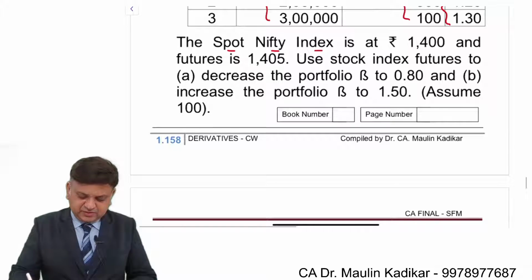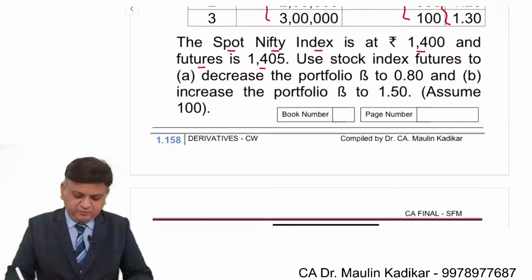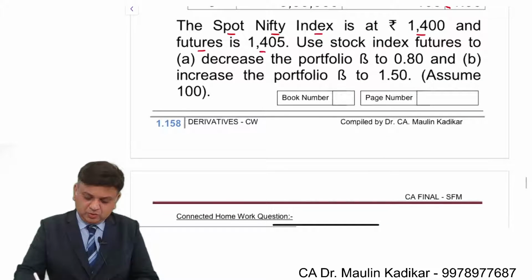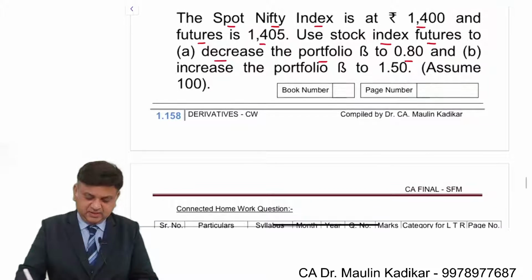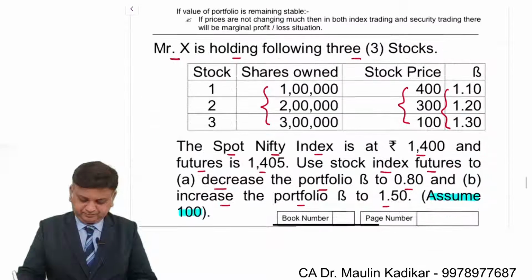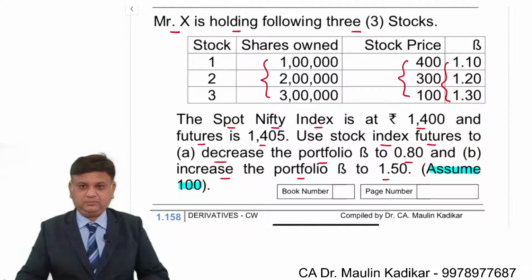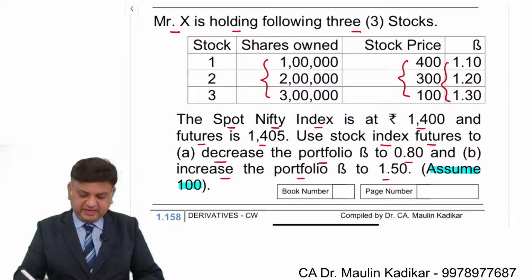Spot Nifty Index is 1400 and futures is 1405. Use stock index futures to decrease the portfolio beta to 0.8 and to increase the portfolio beta to 1.5. Assume 100 means the lot size is provided to us as 100. Please go through the question, all of you. Let us understand how to make calculation of the answer.